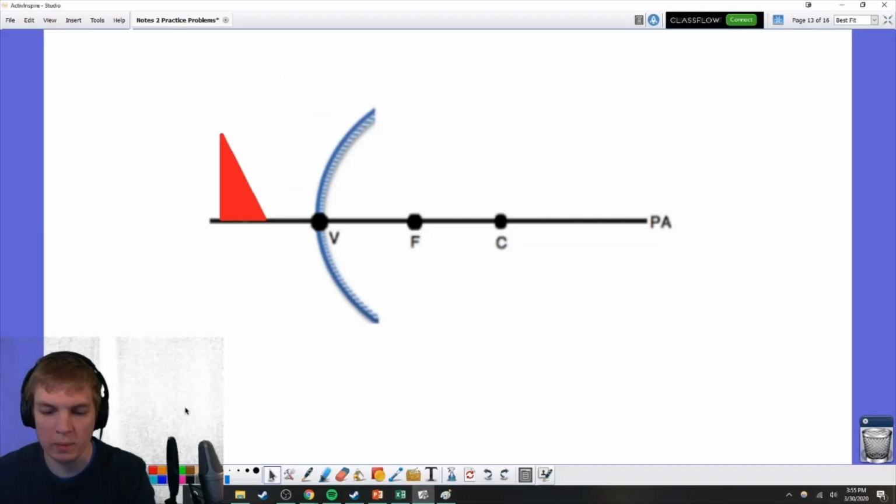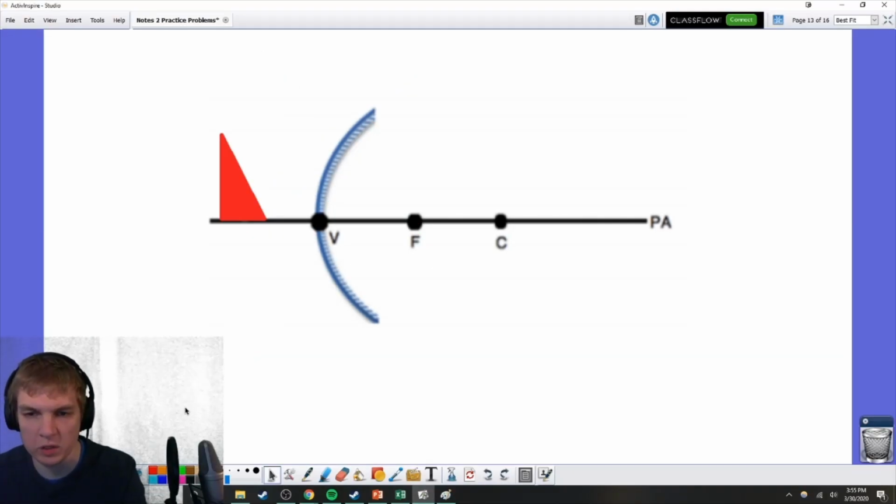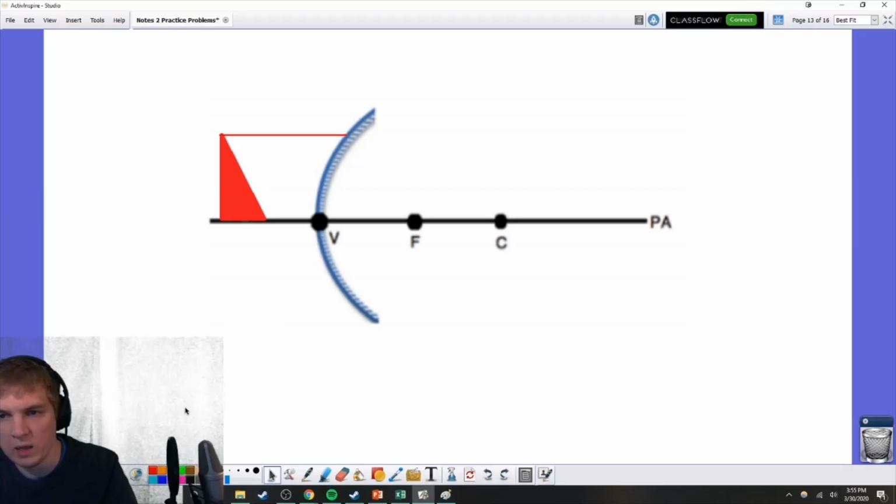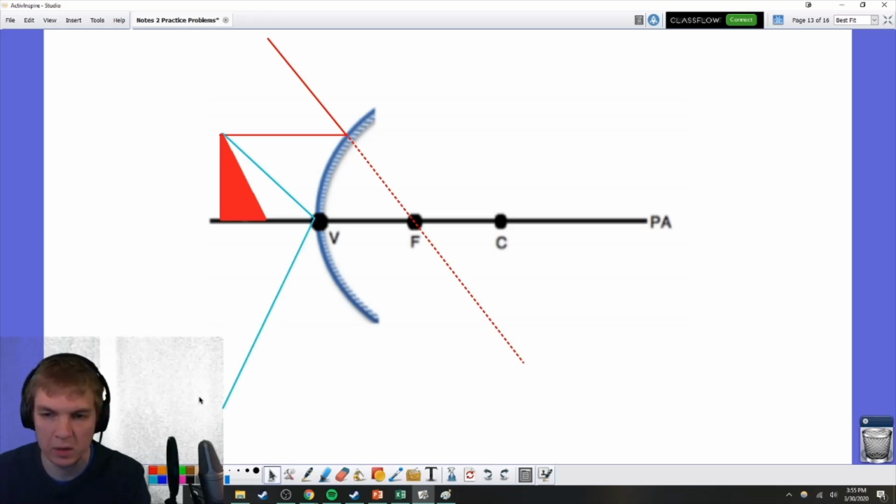All right, the last problem that we're going to work on is drawing the reflection of this right triangle in a convex mirror. So starting from the top, you draw a horizontal line going to the mirror, and the reflected ray hits the focal point, just like that. Then you draw another reflected ray going from the top to the center of the mirror, and then it bounces off at the same angle that it came in on.